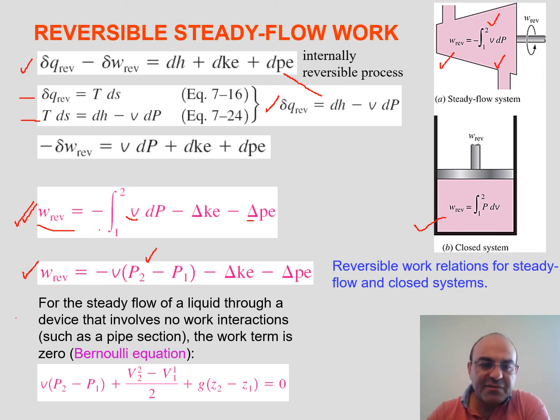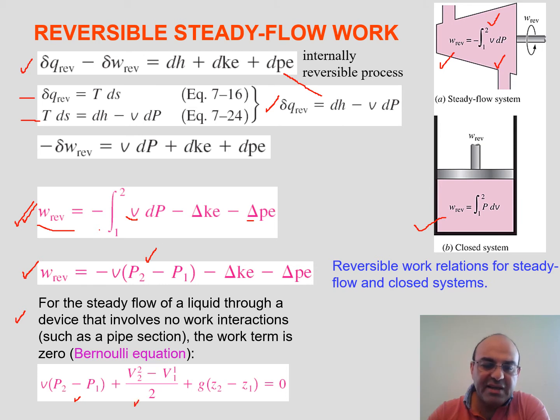Also note that in some steady flow cases, for instance liquid through a device that involves no work interaction, such as a pipe section, a flow comes in and goes out, and there's no pump. Because it's reversible, there is no friction loss in the pipe, and there is no pump to perform work, therefore the reversible work is equal to 0. So the left hand side is equal to 0, therefore the sum of the terms on the right hand side is equal to 0.